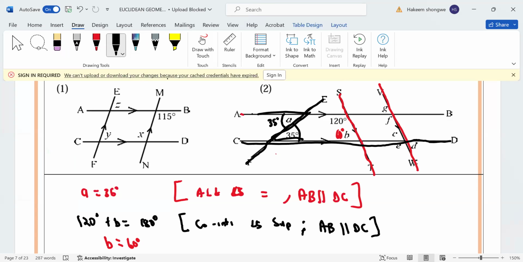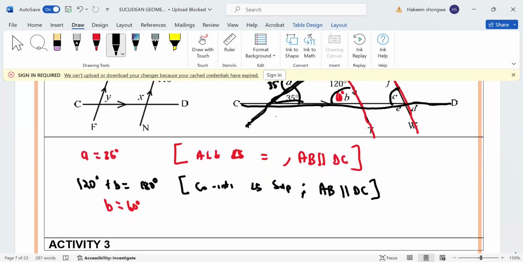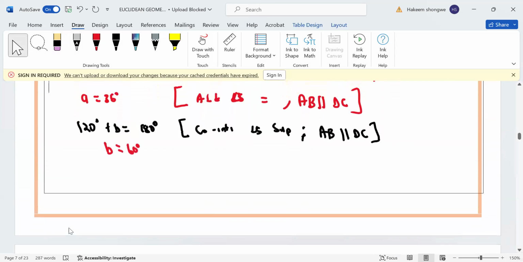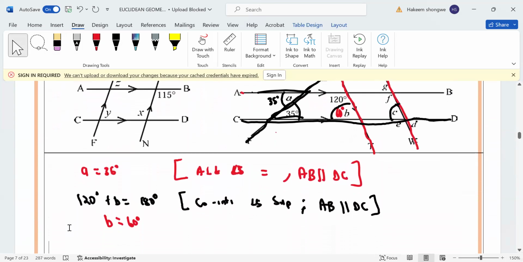Can you see line DC? Line DC now is a transversal. If line DC is a transversal, then you can tell them, I do have this angle here. I also have this angle here. Both of them are appearing above the parallel lines. So what can you say to me about B and C? They are forming an F shape. So we can tell them angle C is going to be equal to angle B, which is equal to 60.